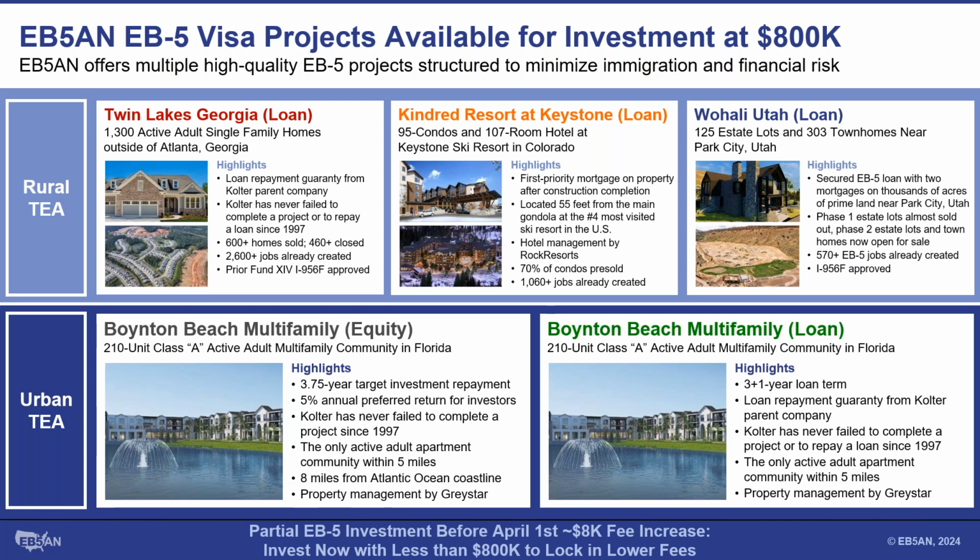And this project is a 210 unit multifamily apartment project. So the business plan is build the building, rent it out, and then sell the whole building to a single strategic buyer. There are two different offerings for this project. One is equity with a very high 5% return. And then the second one is a more traditional EB-5 loan, which is secured by a parent company guarantee.